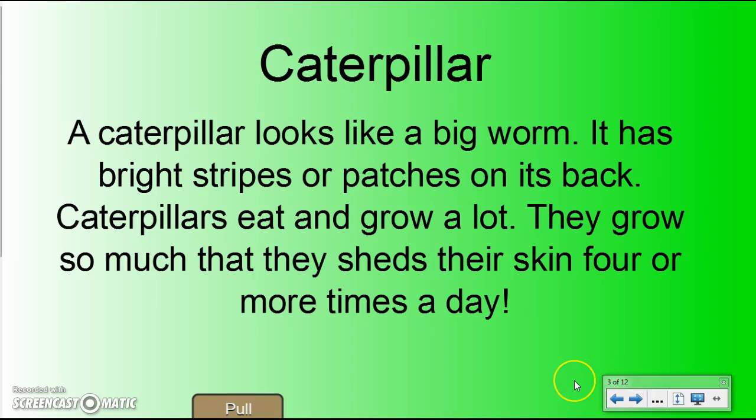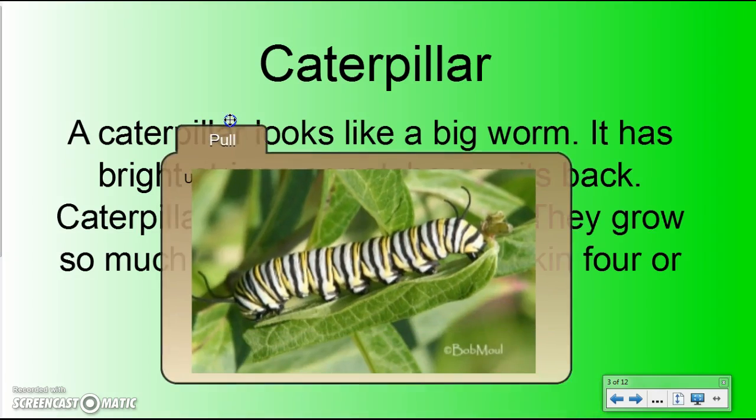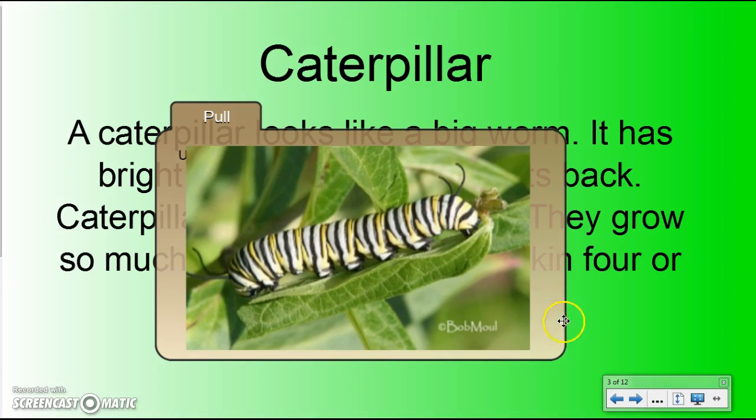The second stage of a butterfly's life is the caterpillar. A caterpillar looks like a big worm. It has bright stripes or patches on its back. Caterpillars eat and grow a lot. They grow so much that they shed their skin 4 or more times a day. Let's take a look at our pull tab. And there's a caterpillar.